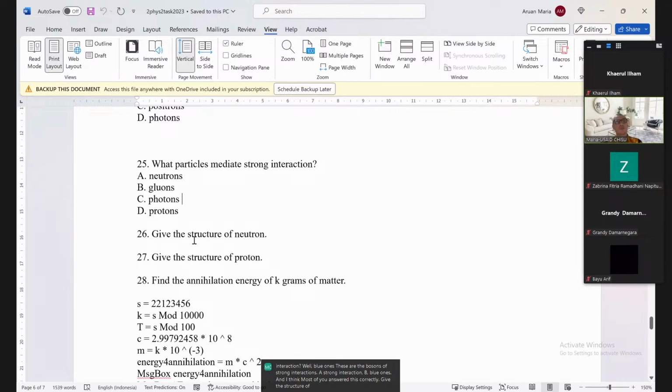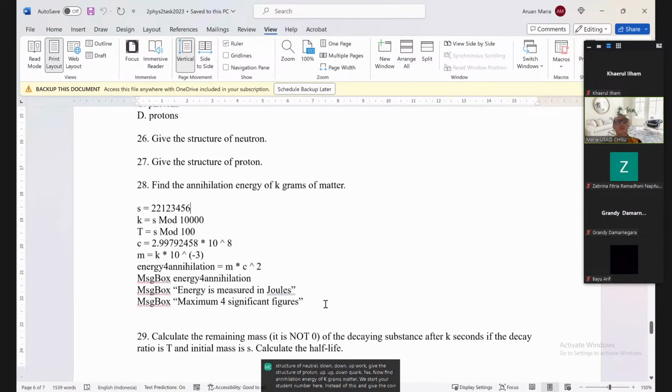Give the structure of neutron, down, up quark. Give the structure of proton, up, down quark. Yeah. Now find annihilation energy of k grams matter. Please type your student number here instead of this, and give the correct number of significant figures, and no need to calculate, okay?